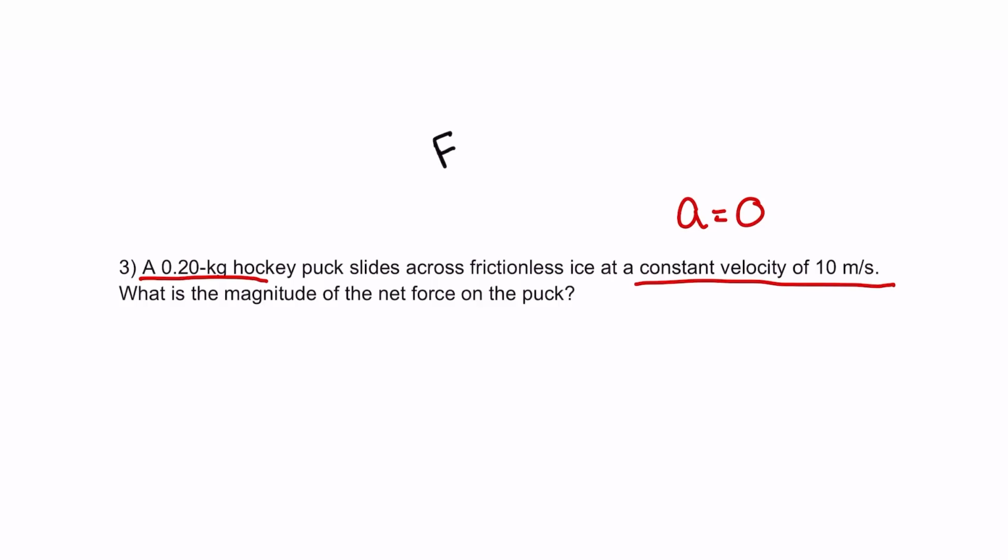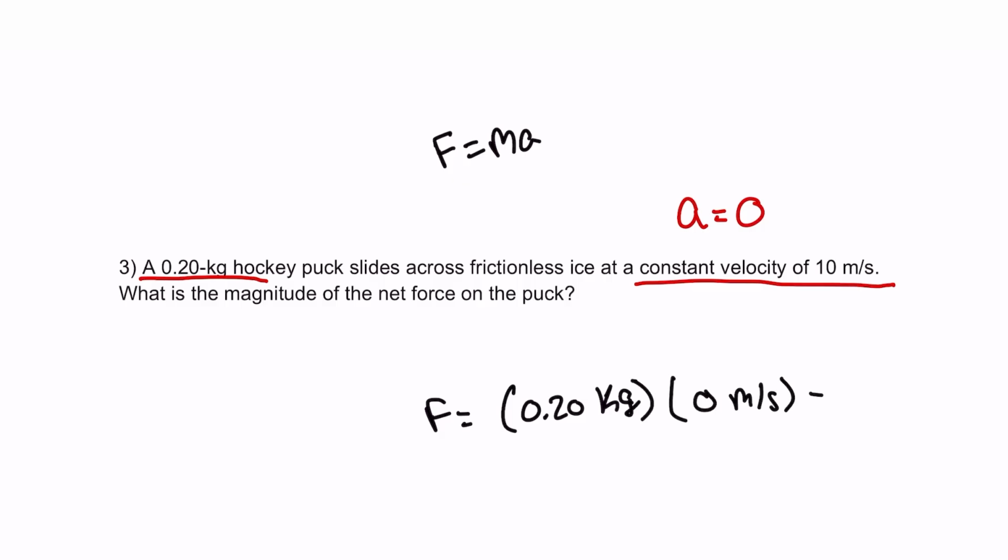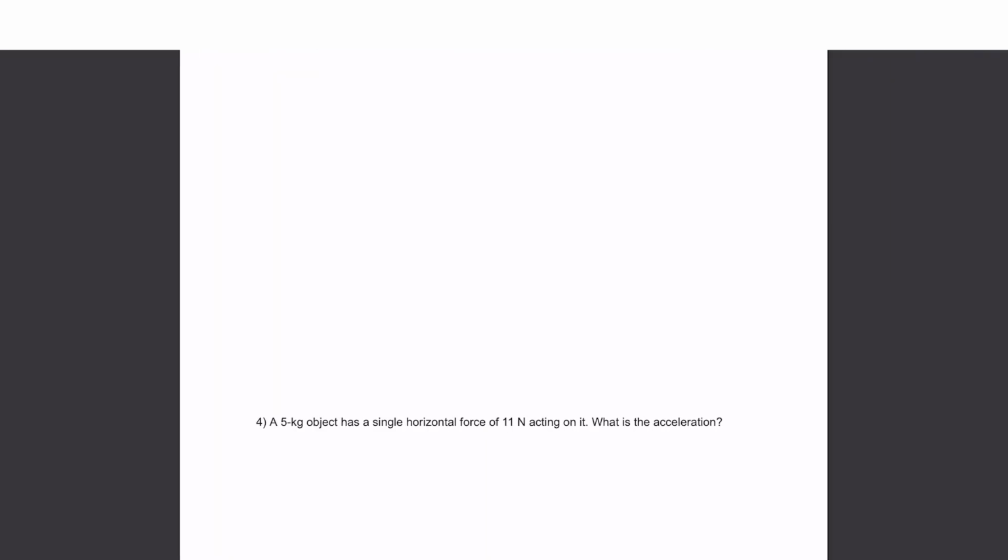So we're going to use Newton's law again. F equals m times A. And we're going to get 0 newtons. Now, this problem was sort of trying to trick you with this 10 meters per second. But this is not the acceleration. Acceleration equals 0 because we're at a constant velocity. So, the answer once again is 0 newtons. Let's do the next one.